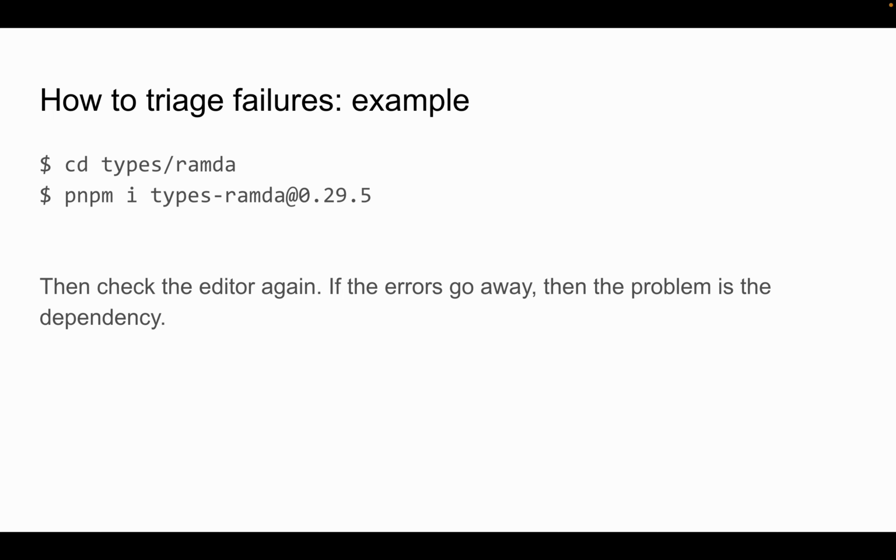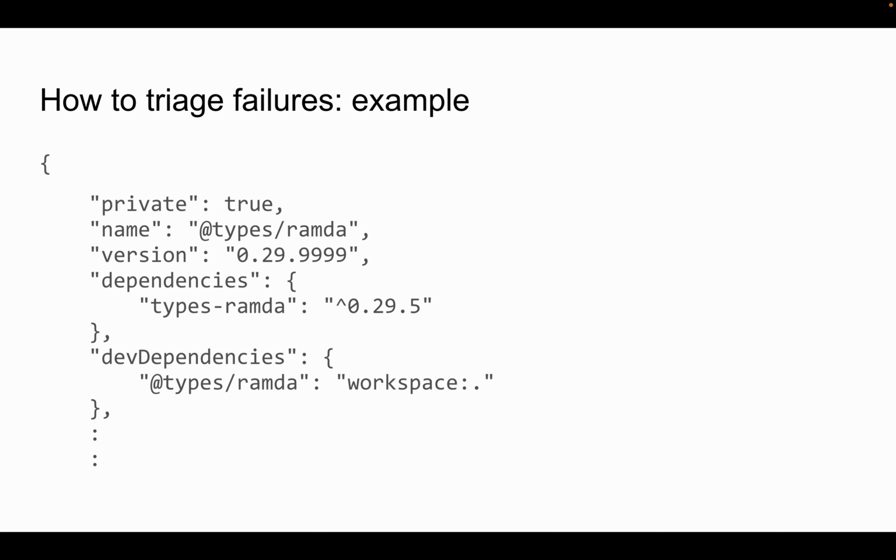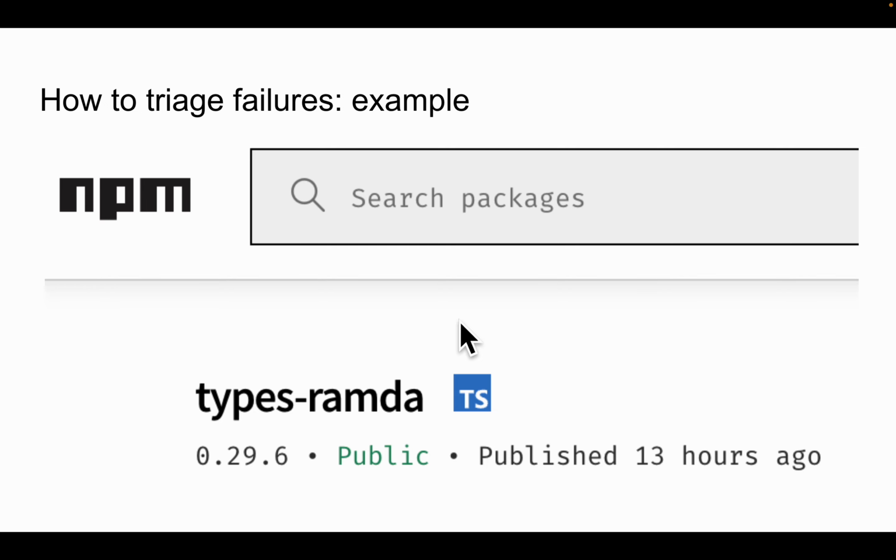and then you do pnpm install types-ramda@29.5 with no hat. And so you get exactly 29.5. Then you go back to your editor again, and you should see this say unknown now. So we've confirmed it was not a TypeScript change, and it was in fact an external change between 29.5 and 29.6. So what to do now?